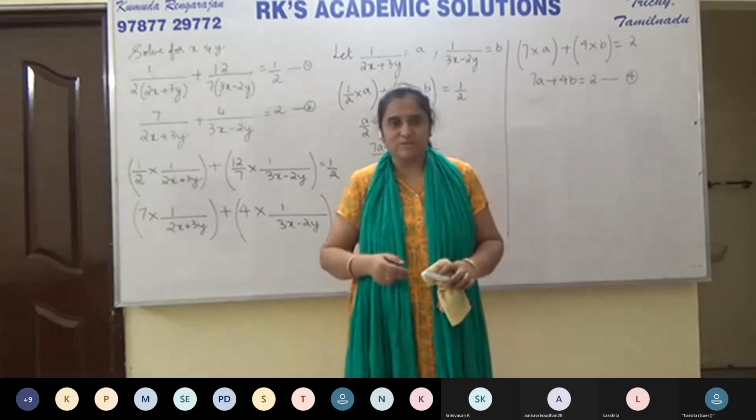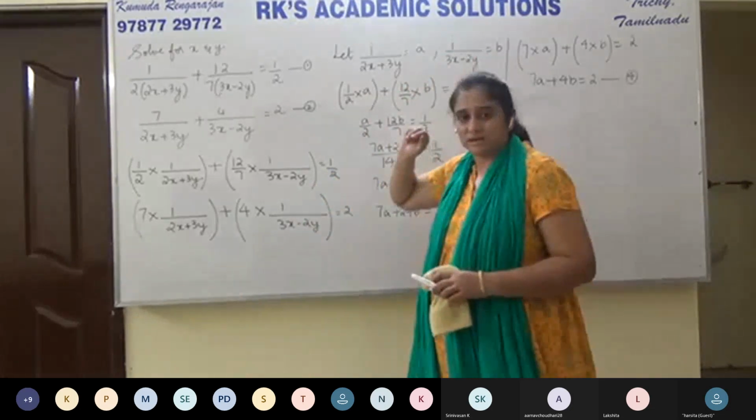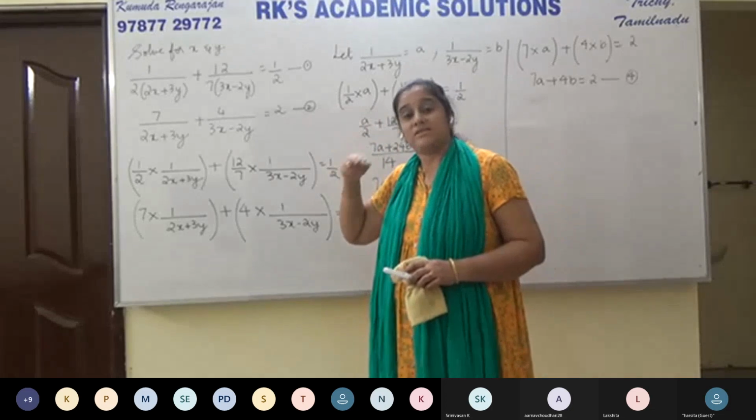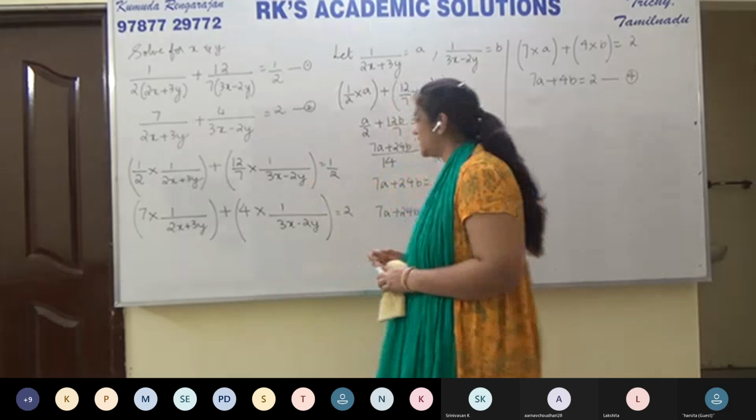So we first find a and b. Using a and b, we will construct two equations in x and y, two linear equations in x and y. And then we'll solve those two equations in x and y to find the values of x and y. That's the procedure.